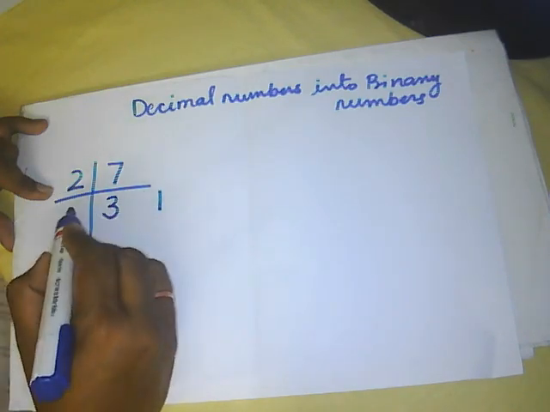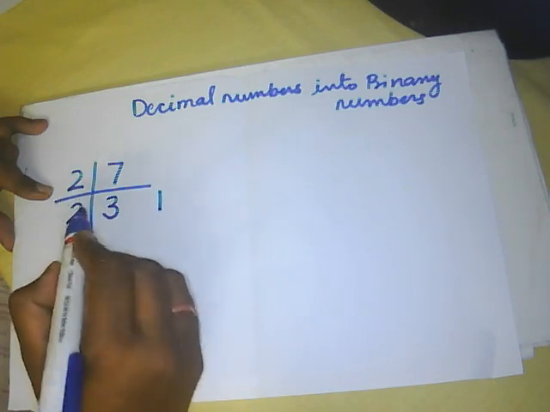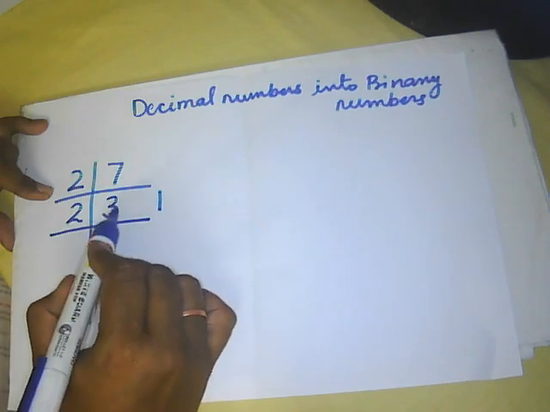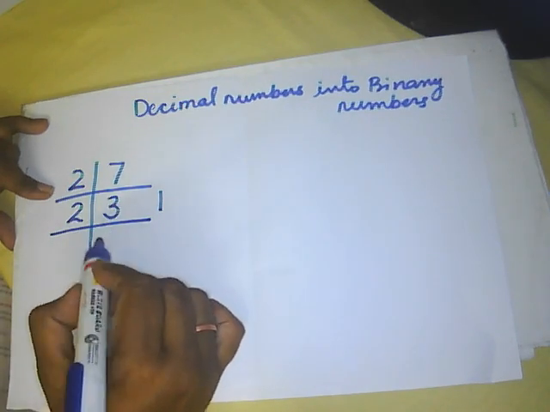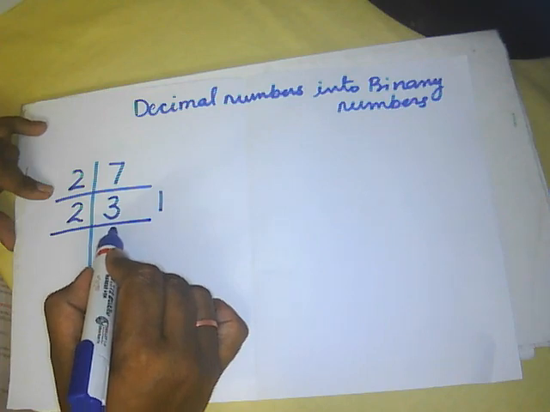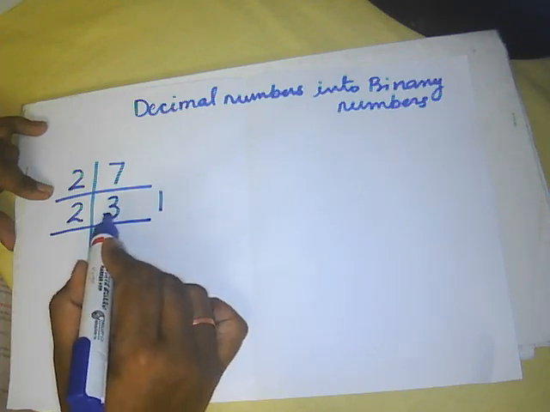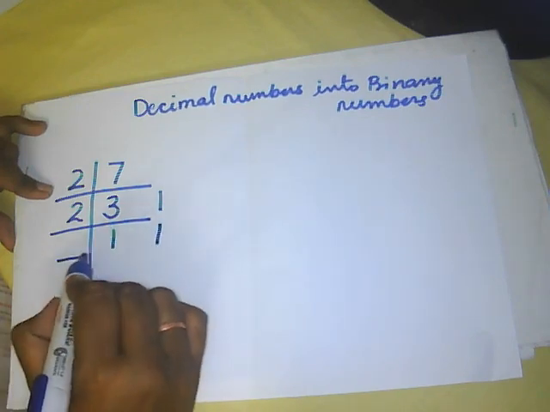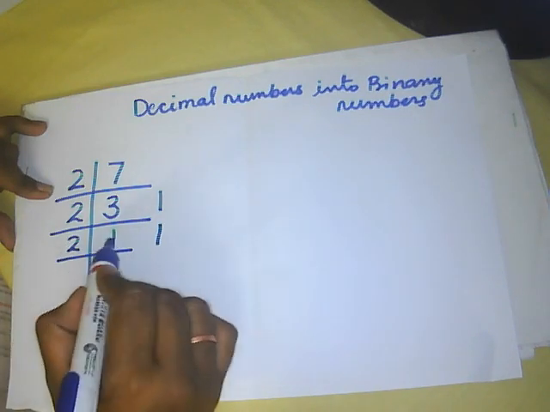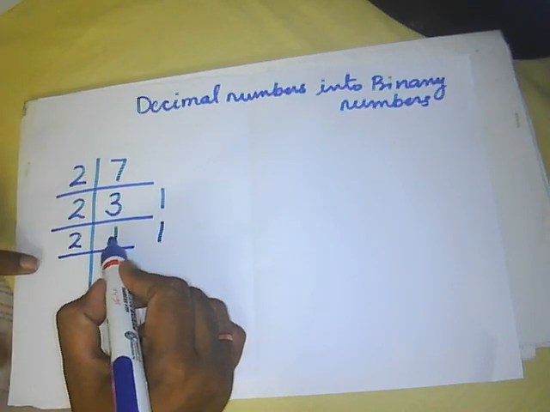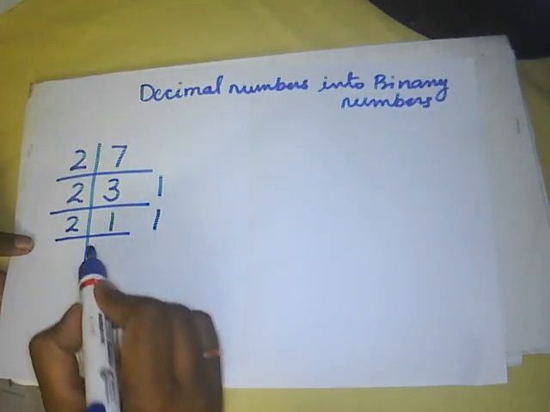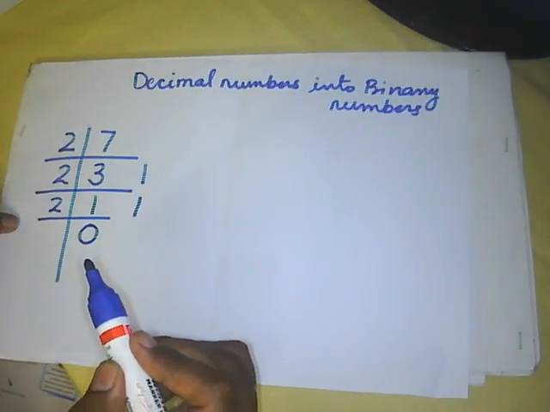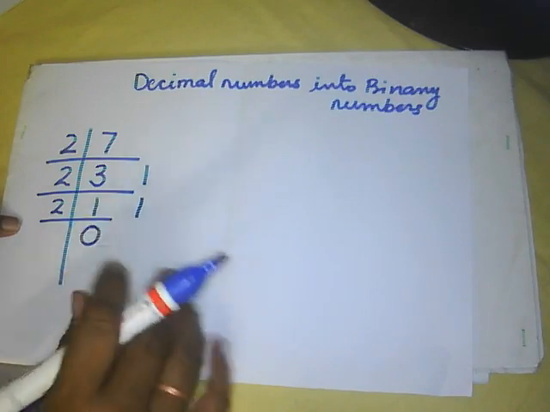Again, this 3 we will divide by the base number 2. Now read the table. 2 1s are 2, so only one time it will go. So 1, and again the remainder will be 1. Now we will write 2 here. Now you can see we cannot divide further. 1 cannot be divided, so under this we will write 0. This way we have solved this question.